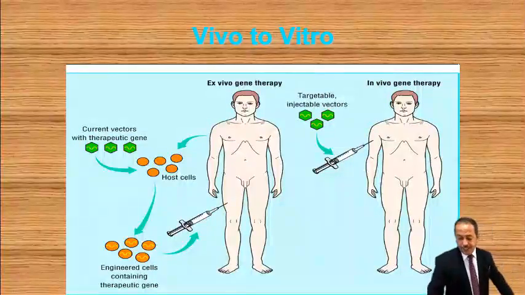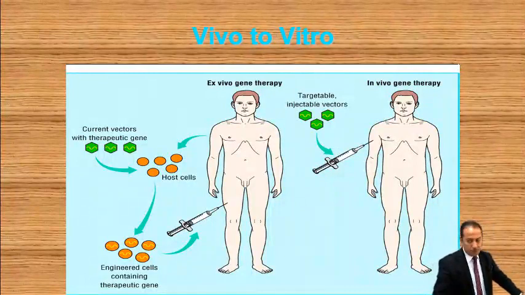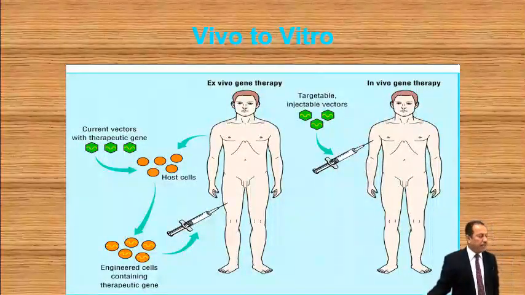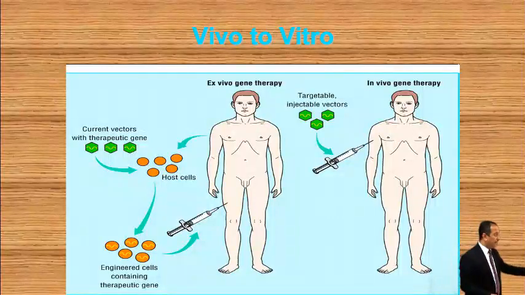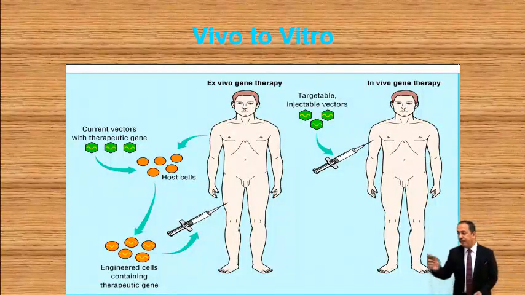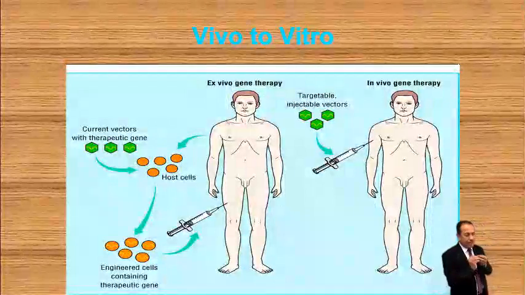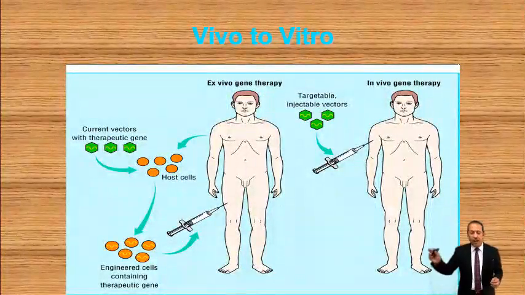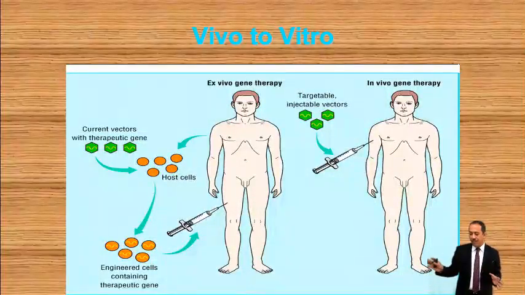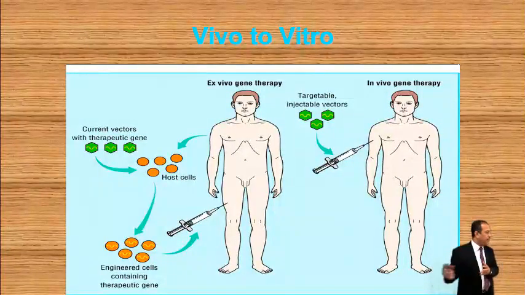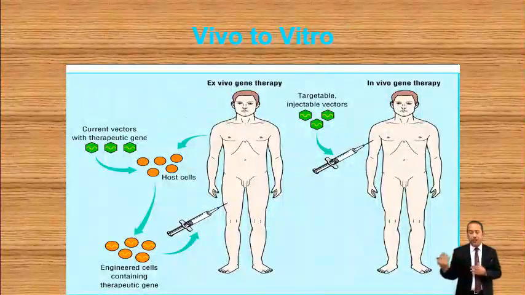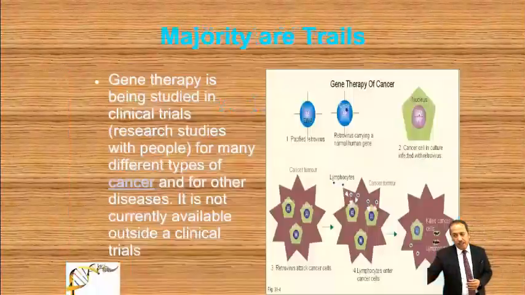Now, the ready engineered cells containing the therapeutic gene will be injected in the femur of the patient suffering from a defective gene. While in vivo, the targetable injectable vector will be introduced in the arm of the patient, as in vivo gene therapy. That represents ex vivo gene therapy in addition to in vivo gene therapy.